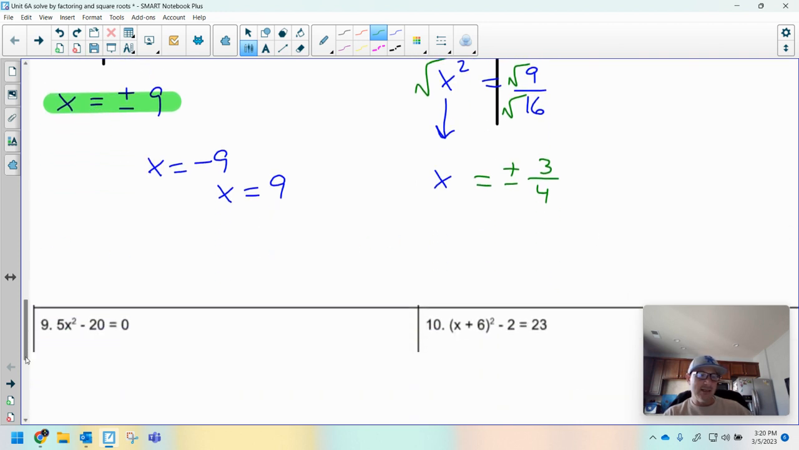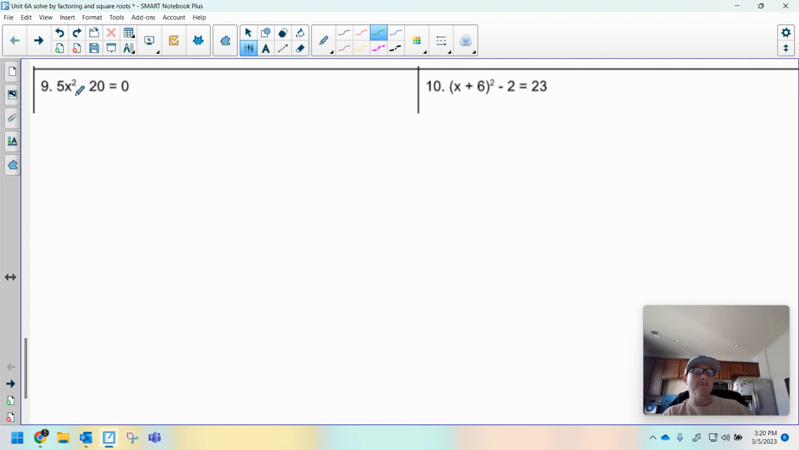All right, let's get to those last two. 5x squared minus 20 equals 0. You can do this a couple of ways as well. What I'm going to do first is get the x squared all alone, just like I did the last time. I could take out a GCF as well. I'd rather not show you that one right now. If you want to take the GCF out, you can. But I'm going to do this by getting the x squared all alone.